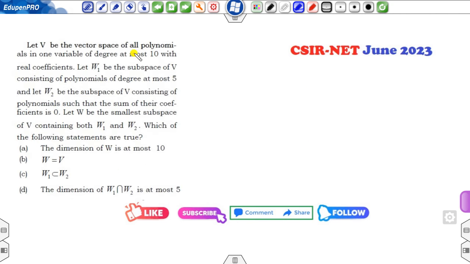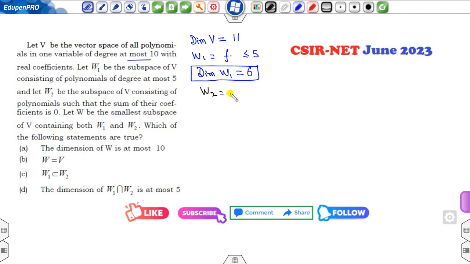V is the vector space of all those polynomials of degree at most 10. What is the dimension of this? Degree of all those polynomials, 11. W1 is the subspace of polynomials whose degree is at most 5. Dimension of W1 is 6.